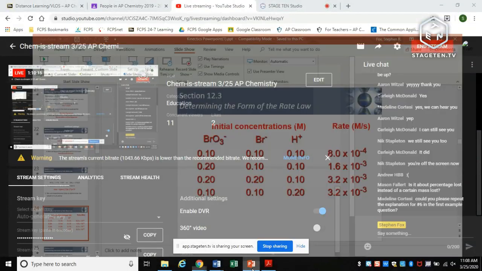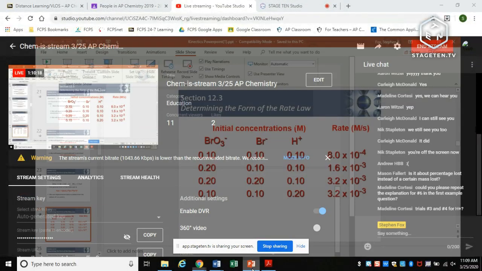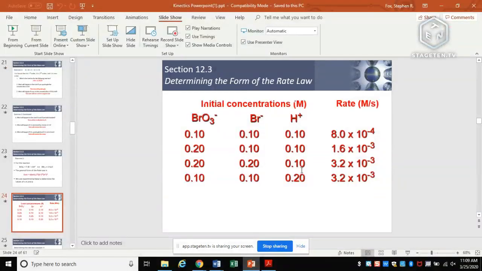So if we look at 3 and 4, we can't compare 3 and 4 for just the H plus because yes, we changed H plus, but we also changed bromide and we also changed bromate. So the two trials you should compare are 1 and 4. Look at 1, it's 0.1 for H plus, and it's 0.2 at trial 4, and bromide stays the same from this trial to that trial. So we should be comparing 1 and 4.